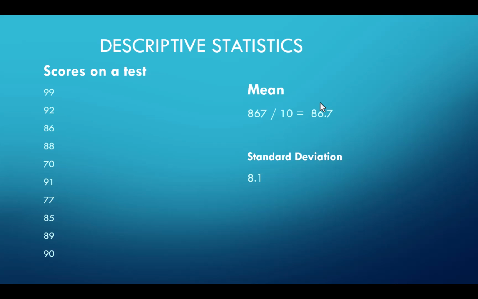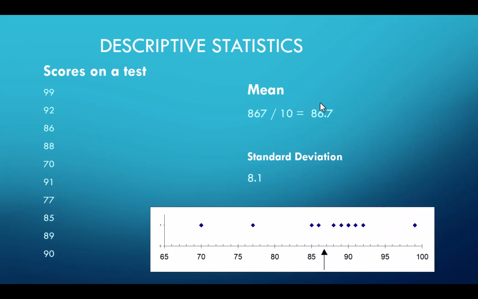It's a complicated formula. If you go on and take statistics, you'll learn all about that. But we can also just calculate it in some sort of statistical program, which is what I've done here. Now here's a graphical representation of the scores just to give you an idea of how spread out they are.